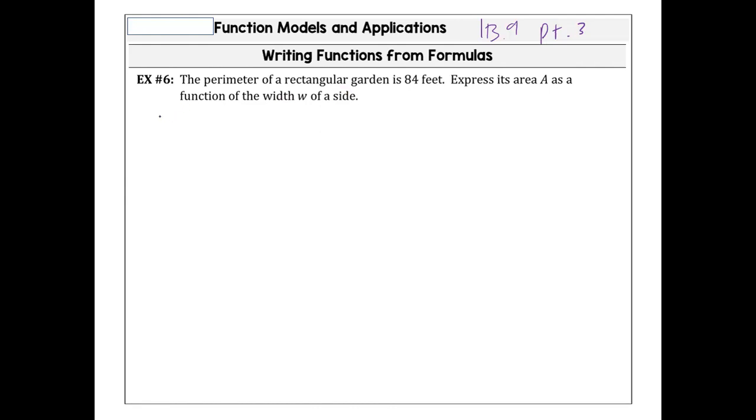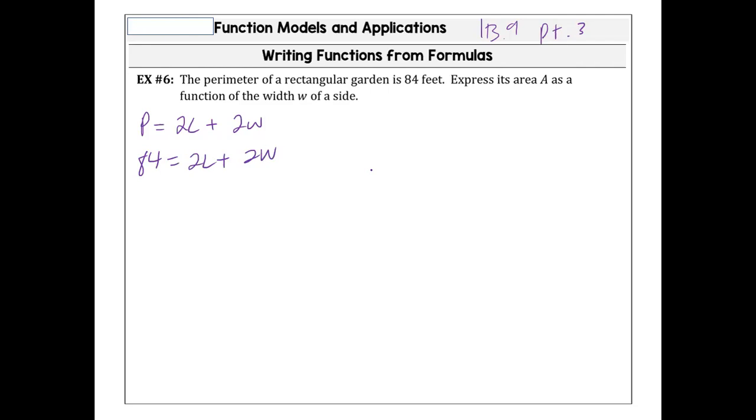How do you find the perimeter of a rectangle? You add up all the sides. So the formula for the perimeter of a rectangle is 2L plus 2W. Does that ring a bell? Okay, we know that our perimeter is 84. So we have 84 equals 2L plus 2W.